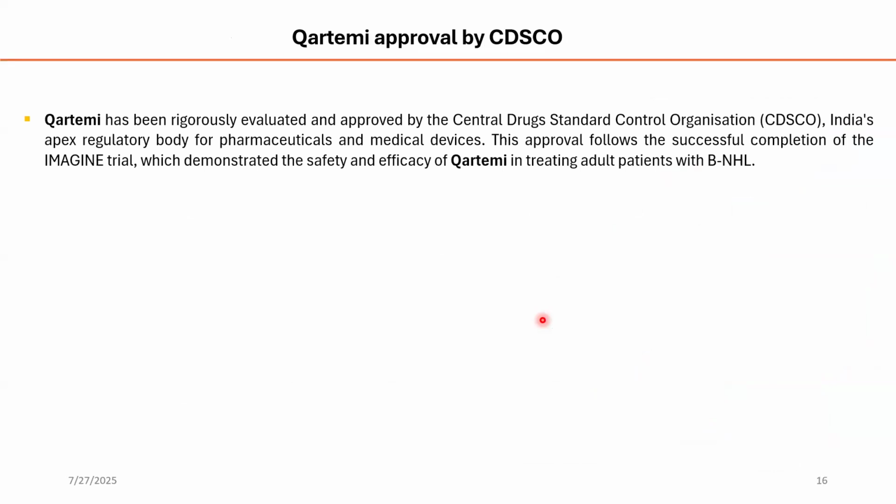Quatermain was approved by the Central Drug Standard Control Organization. They were evaluated rigorously, and the apex regulatory body of pharmaceuticals and medical devices approved it for the successful completion of this clinical trial, which demonstrates the safety and efficacy of Quatermain in treating adult patients with B-cell non-Hodgkin lymphoma.